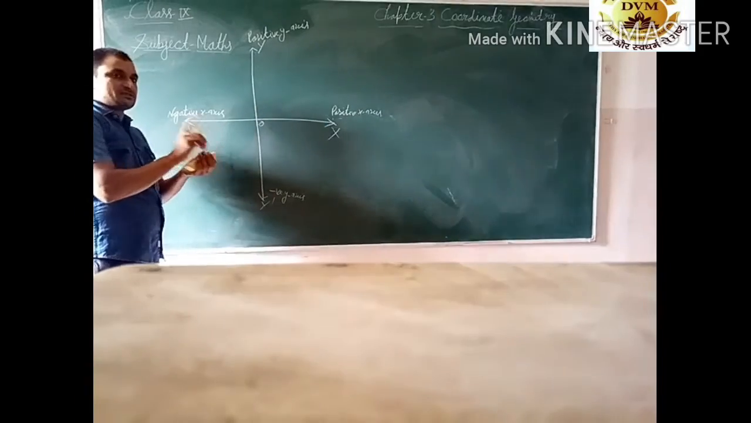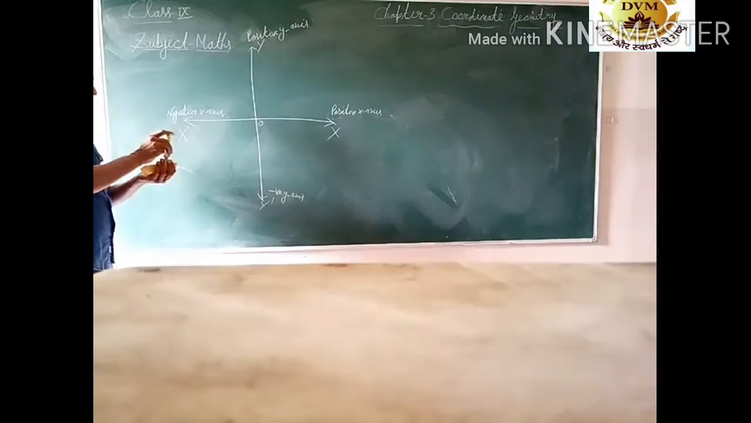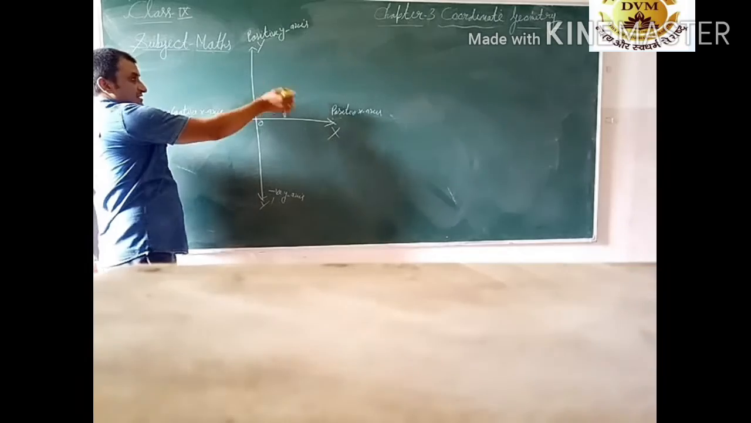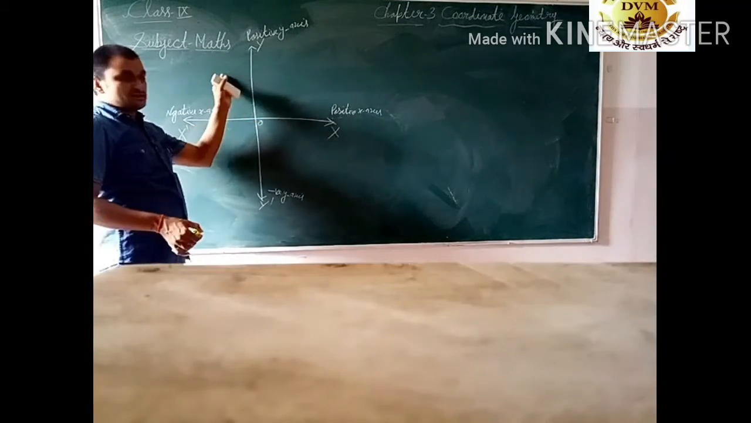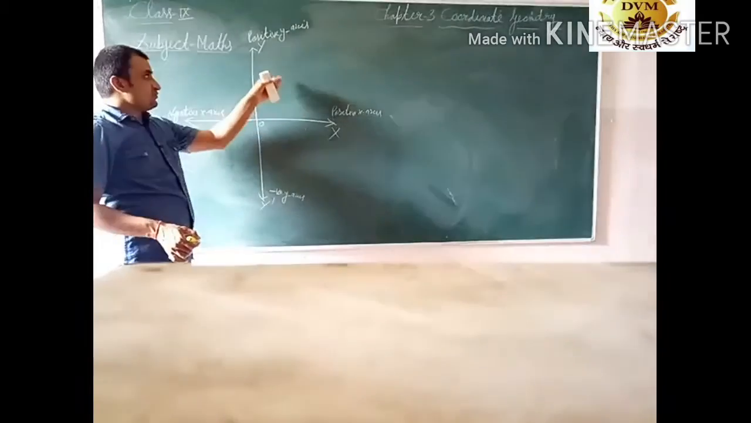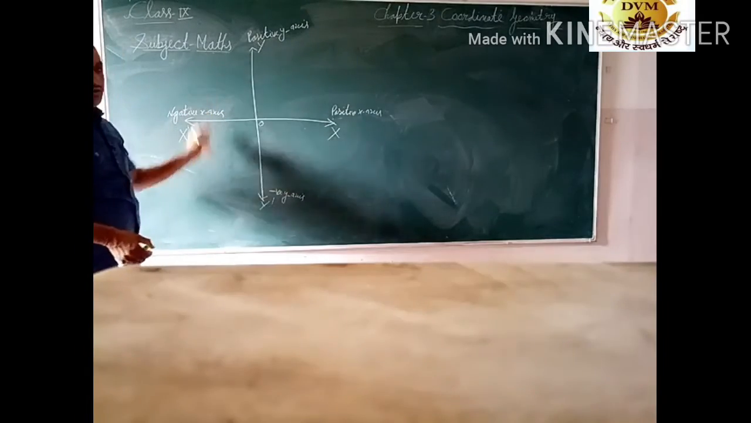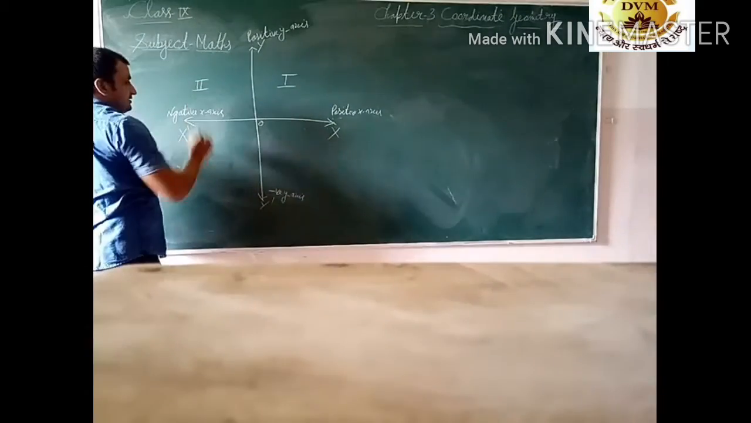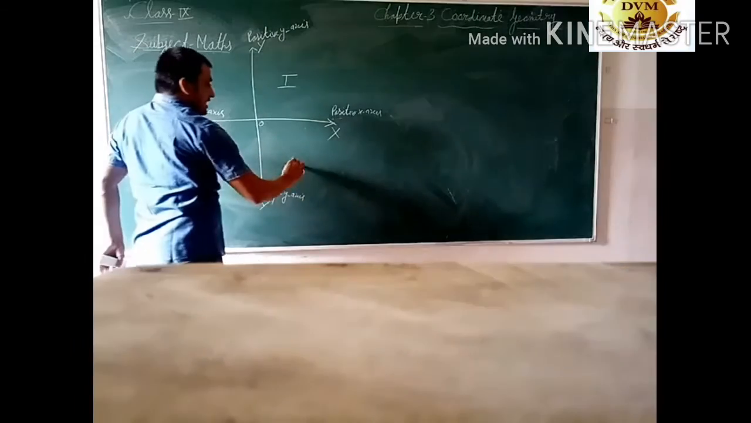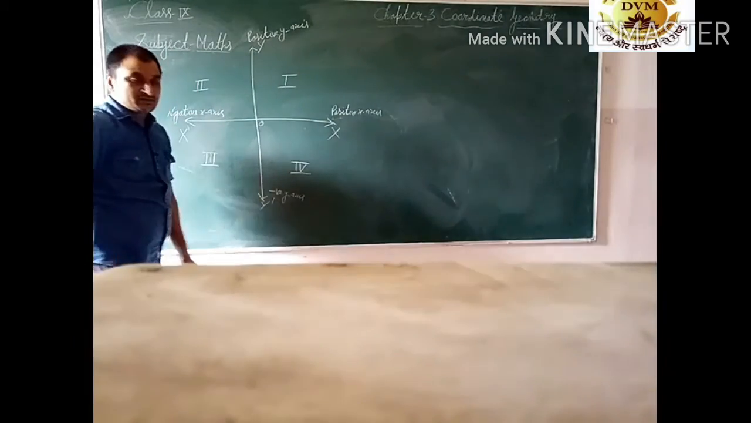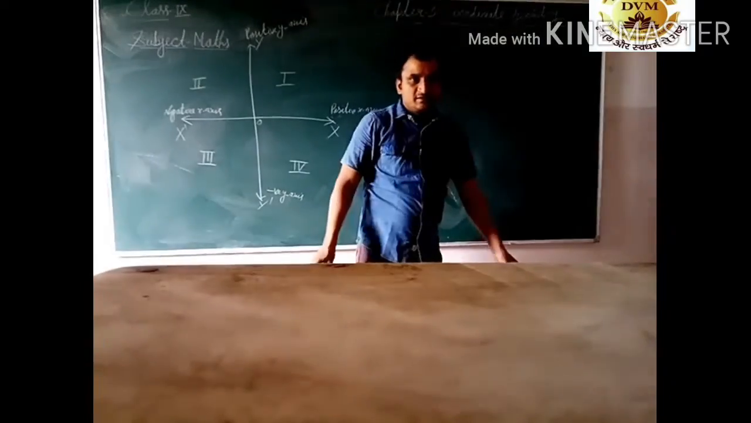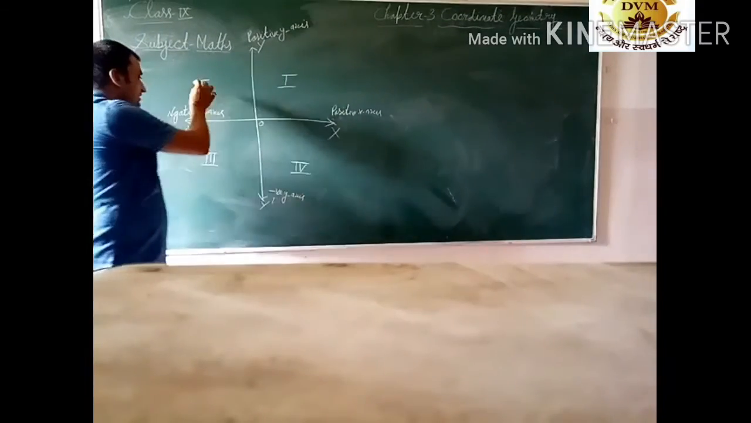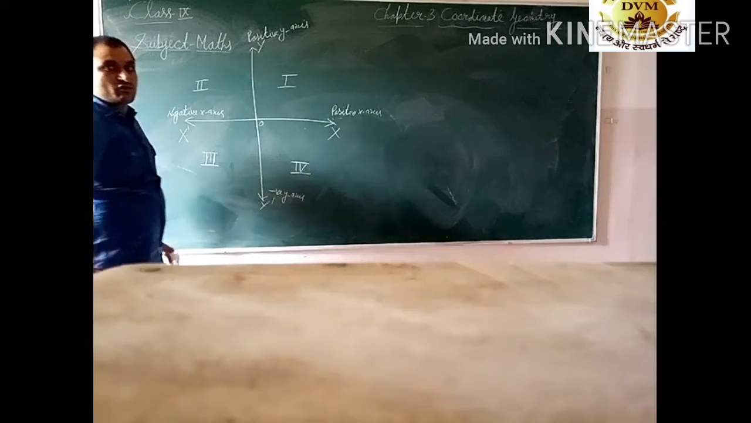And these two axes intersect each other at point O. This is called origin. I have told you. And these two axes divide each other in 4 equal parts. We can say first part, second part, third part, and fourth part. These parts are called quadrants: first quadrant, second quadrant, third quadrant, and fourth quadrant.